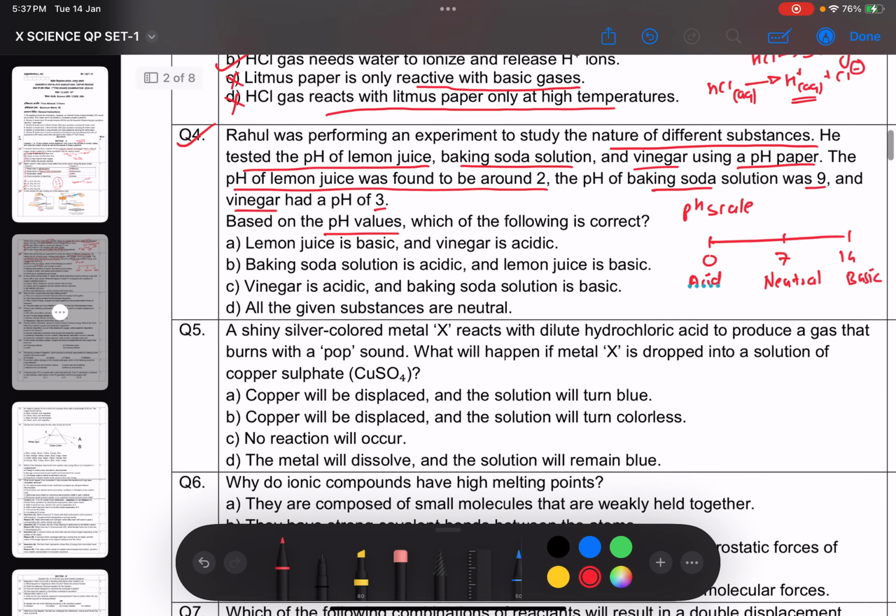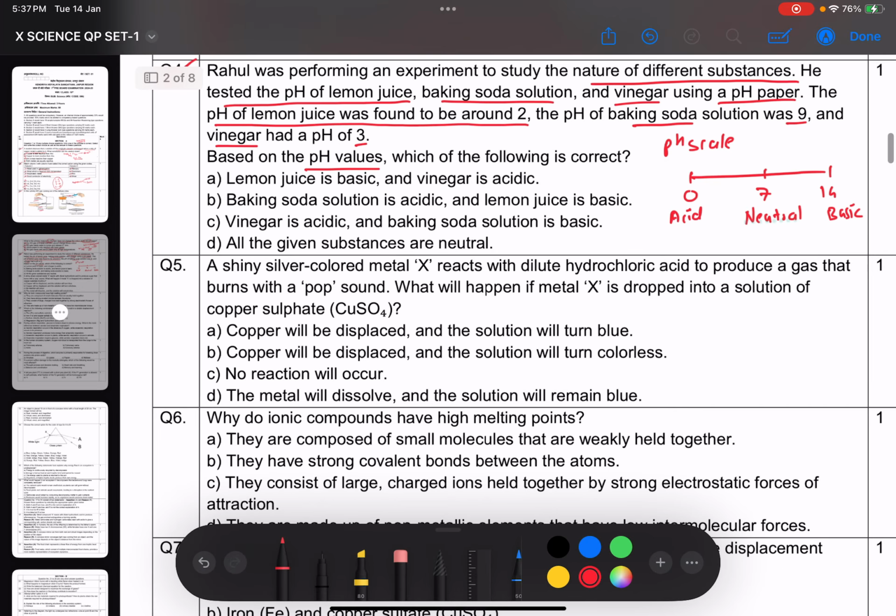So we have been given these 3 pH values. The first one is pH of 2. pH of 2 will be in the range of 0 to 7, so it will be acidic in nature. Then again pH of 9. 9 will be somewhere here and it will be basic in nature. And last but not the least, pH of 3 of vinegar will also be acidic.